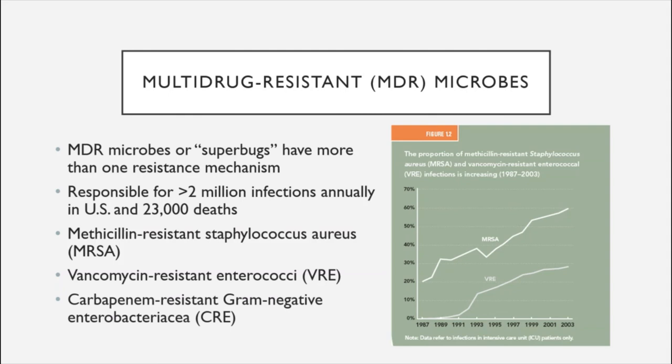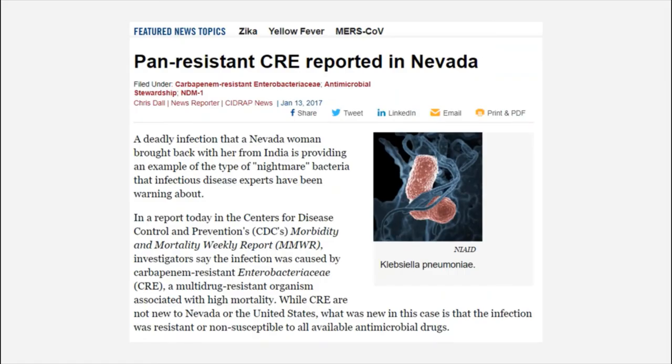Even more recently, there's carbapenem-resistant gram-negative enterobacteriaceae, or CRE. And these are strains of bacteria that are resistant to carbapenem, which is often considered the antibiotic of last resort in an infection. A few years ago in Nevada, there was the identification of a pan-resistant CRE in a woman that had an infection. And pan-resistant means that this is a strain of microbe that, after antibiotic susceptibility testing, was found to be resistant to every single antibiotic that is used in the medical system in the United States. There was no way to treat this infection, and the woman died not long thereafter.